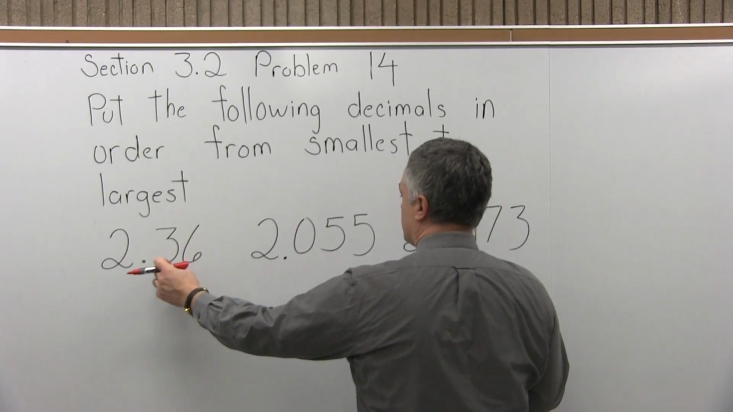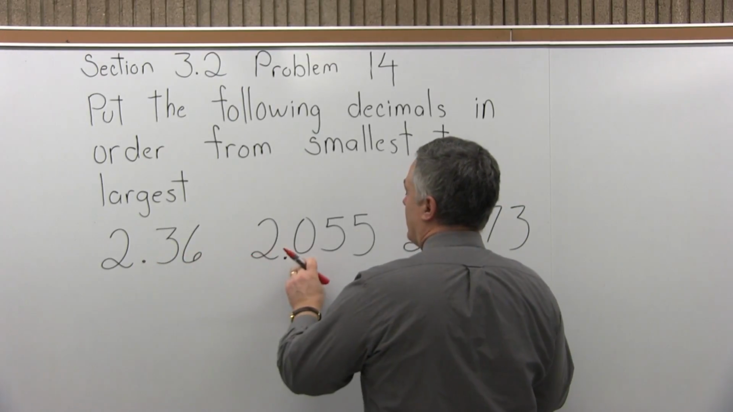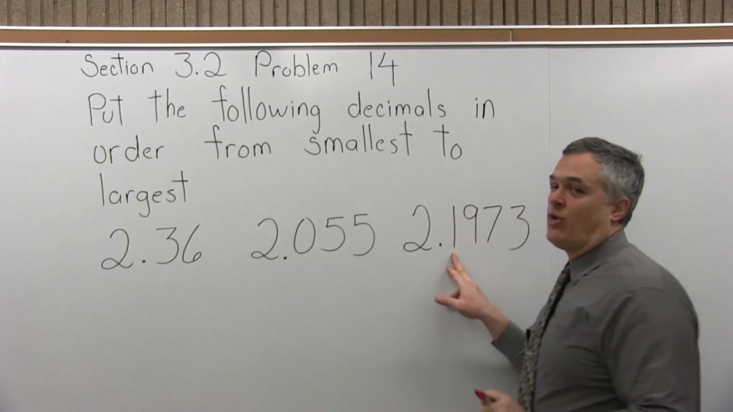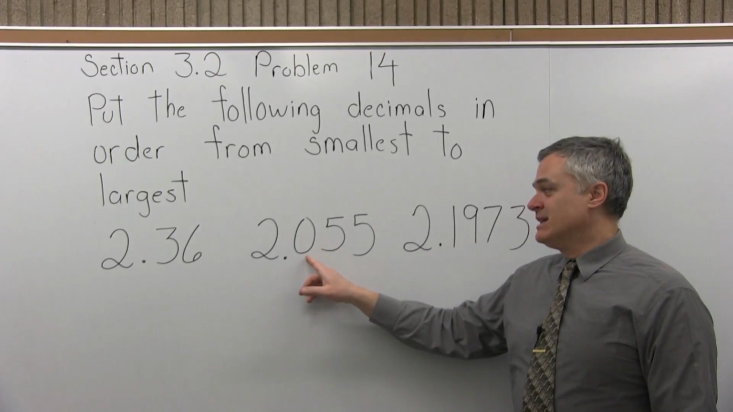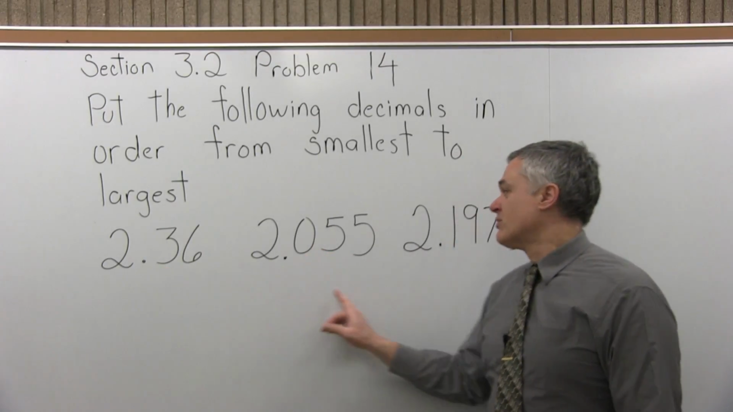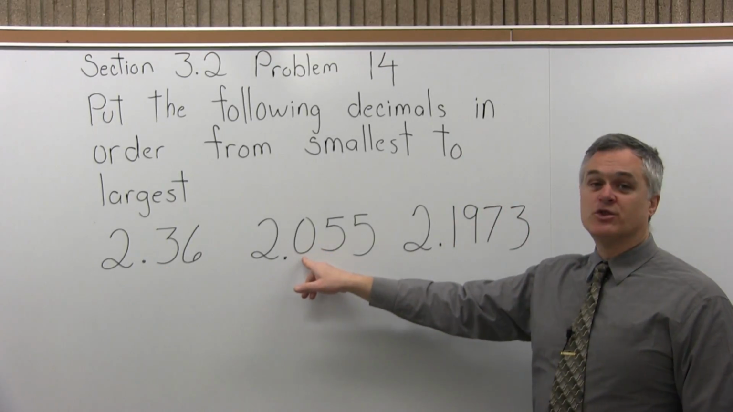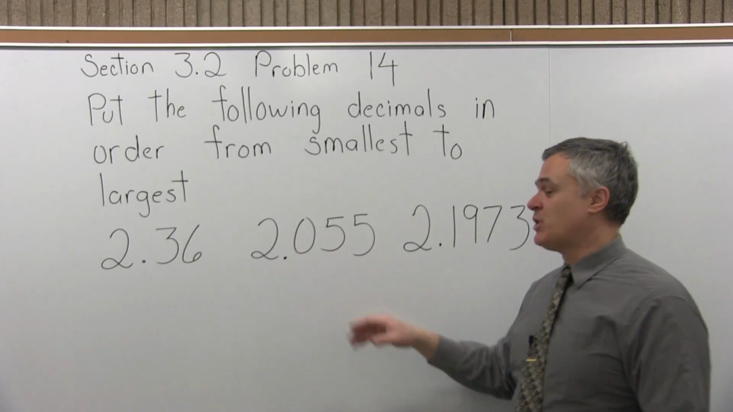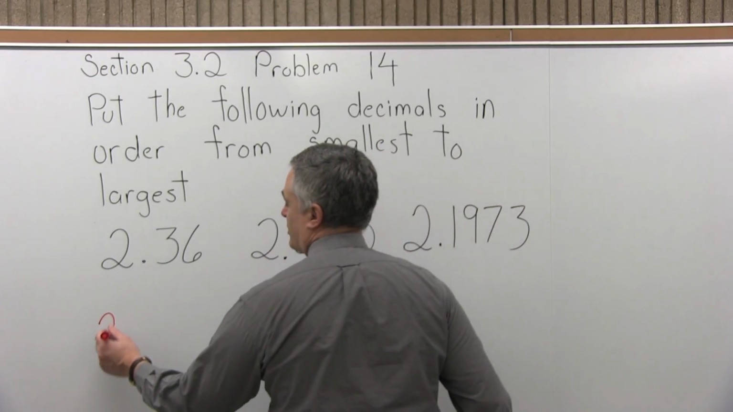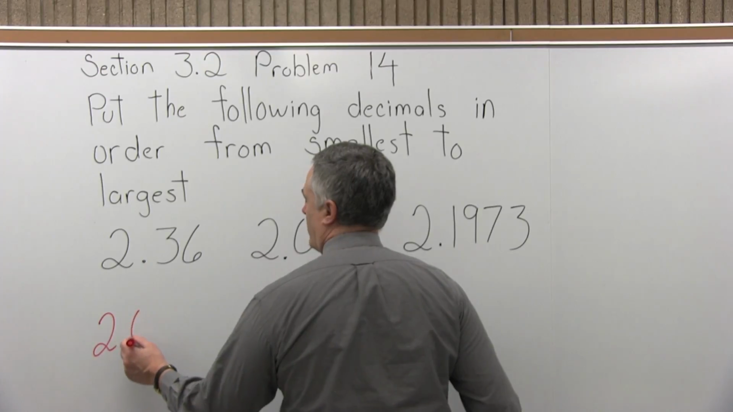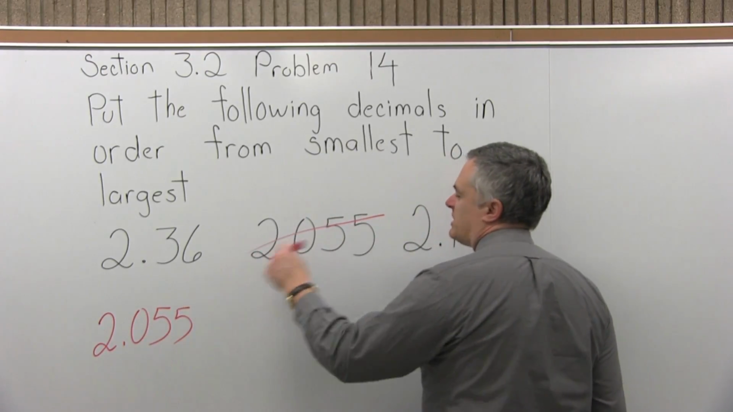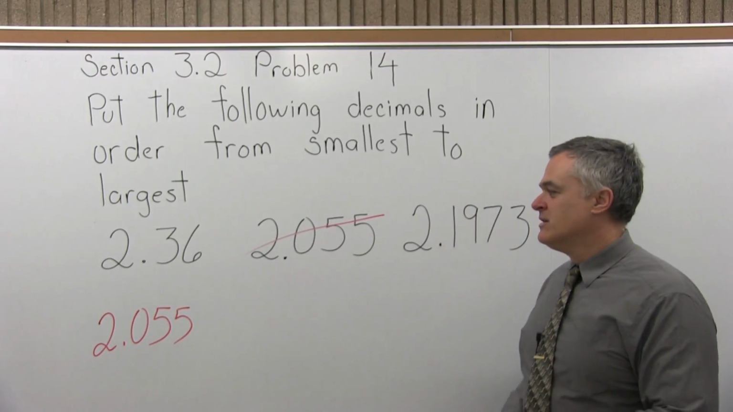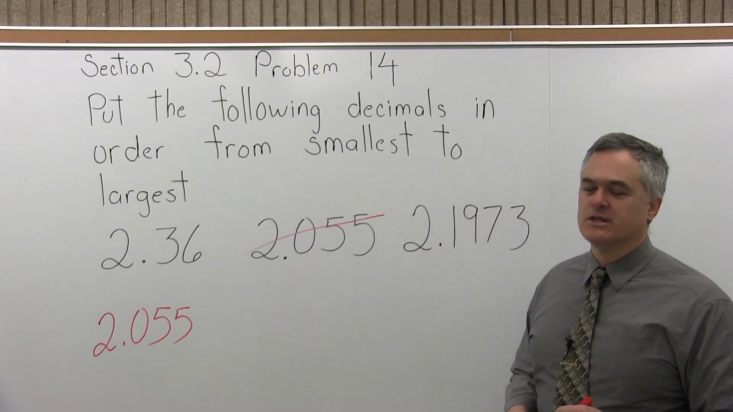Now I have some differences. One of the numbers has a 3, another has a 0, and another has a 1. Now I want the smallest number to be written first for the list, and 0 is smaller than 3 or 1. So the number with the 0, the 2.055, is the smallest number from this list. So as I put them in order, I'll write that one first. And now that I've determined it's the smallest, I can just cross it off. I don't need to consider it anymore. I know where it goes in the list.